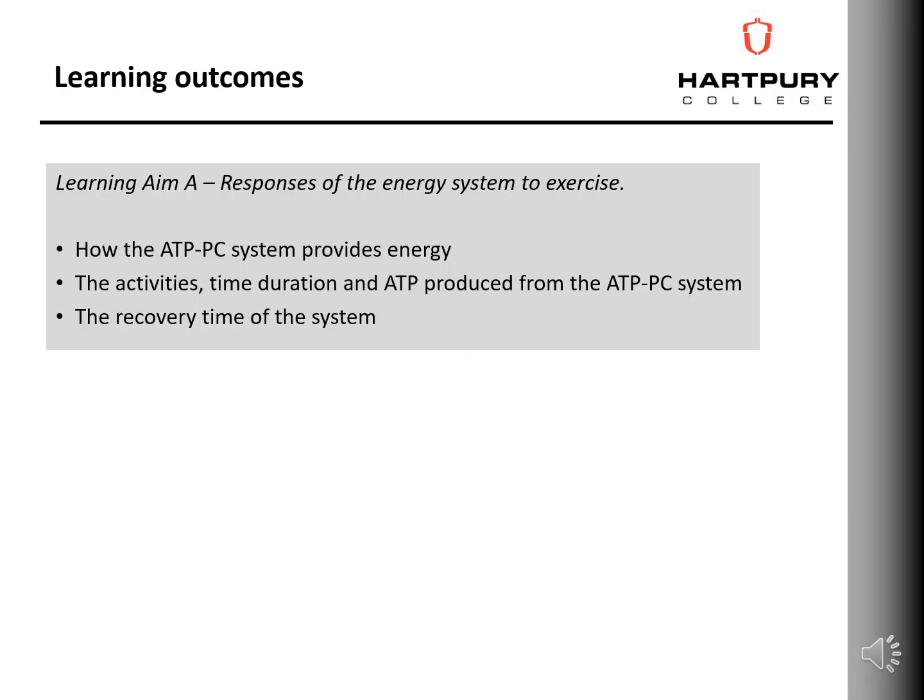So we are now looking at these following learning outcomes. Still learning aim A, responses of the energy systems, but now we're specifically looking at the first energy system, the ATP PC system, otherwise known as the adenosine triphosphate phosphocreatine system. A bit of a mouthful, hence the abbreviations. How it provides energy, what activities we use this system during, how much energy it gives us, so the duration, how much energy is created, and the recovery time of the system.